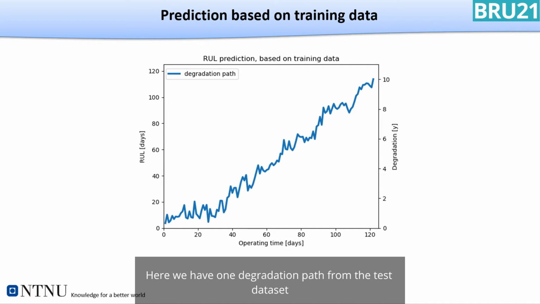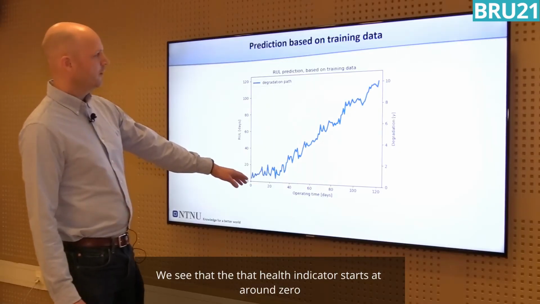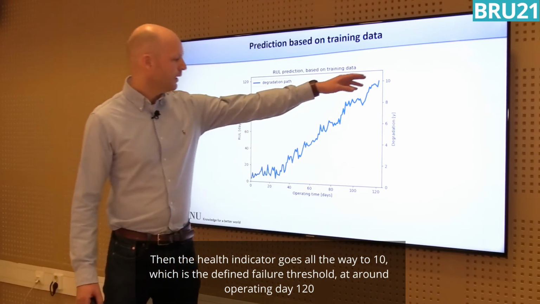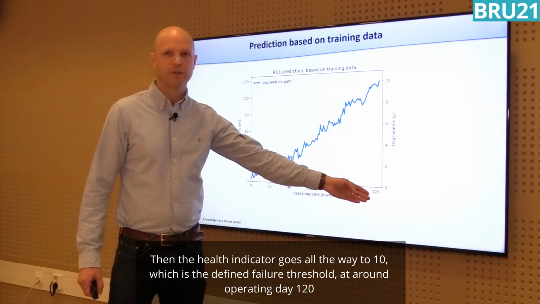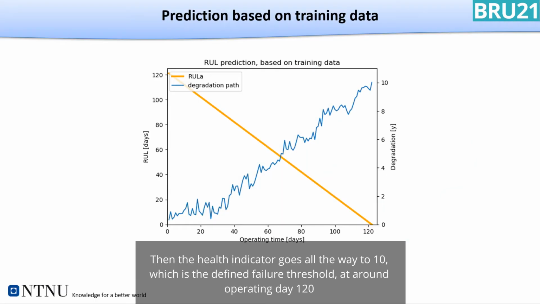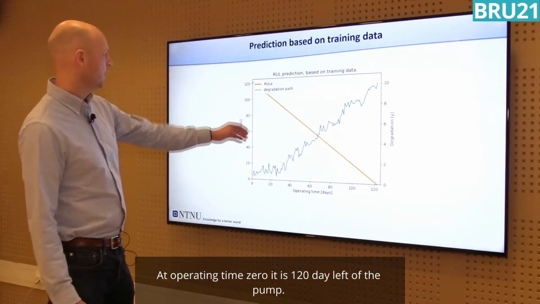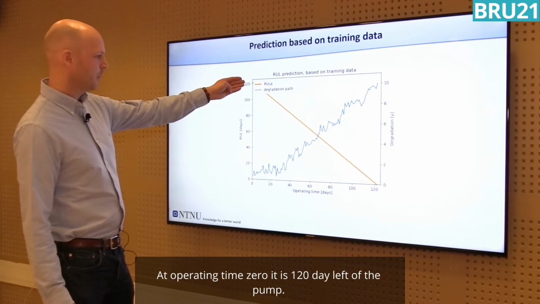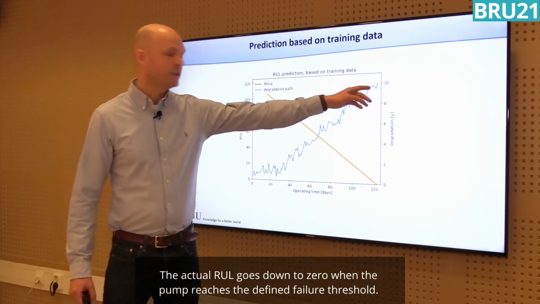So here we have one degradation path from the test data set. We see the health indicator starts at around 0, and then goes all the way to 10, which is the defined failure threshold, at around operating day 120. This is the actual remaining useful life of that pump. At operating time 0, there are 120 days left of the pump. It goes down to 0 when the pump reaches the defined failure threshold.